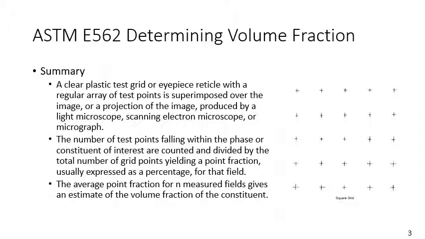ASTM E562 can be used with any type of media that gives you a two-dimensional image of a microstructure with a second phase. Sometimes it's used with a light microscope or a scanning electron microscope image or in the scope itself. Test points are superimposed over the image, and then those test points are evaluated whether or not they fall within the phase of interest. Then after enough test points are evaluated, an average is taken to estimate the volume fraction.